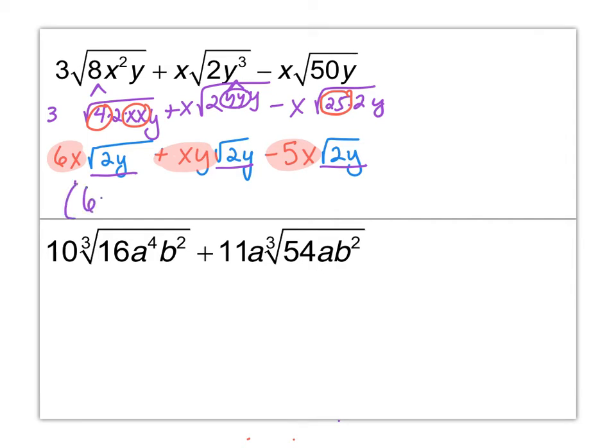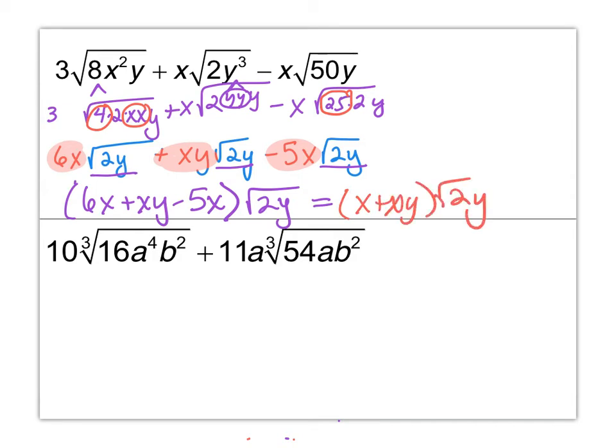We can write the result as 6x plus xy minus 5x, all of the coefficients combined together along with the square root of 2y. In the parentheses, we can simplify the 6x minus 5x and write this as x plus xy times the square root of 2y. So this is how we can write our final answer to the radical expression. And again, we were able to combine this into a single radical by simplifying each of the radicals and adding the results because they had the same index and the same radicand.